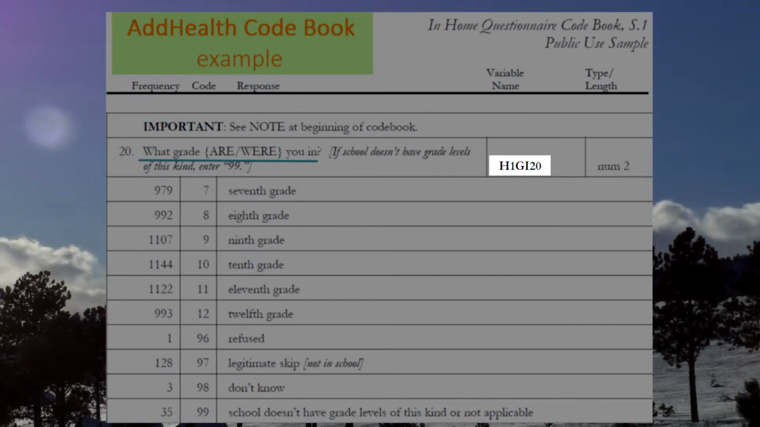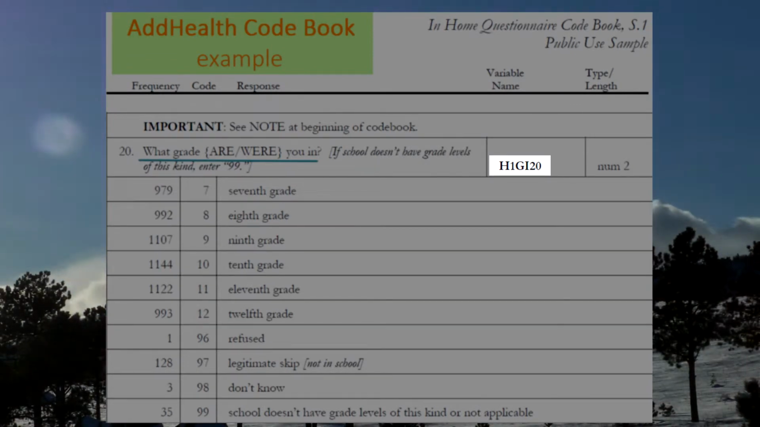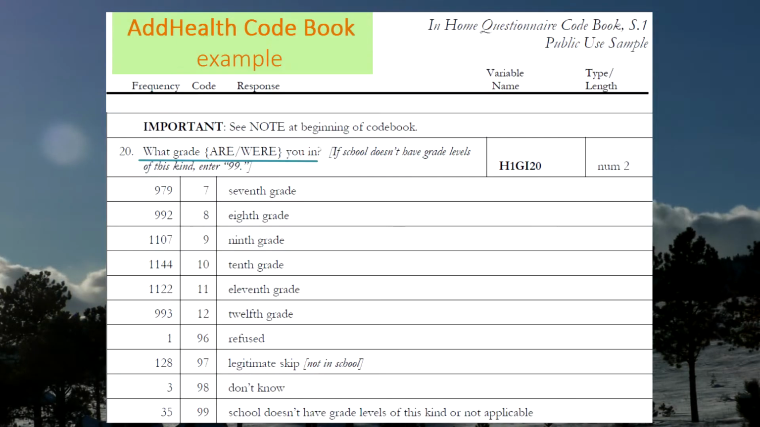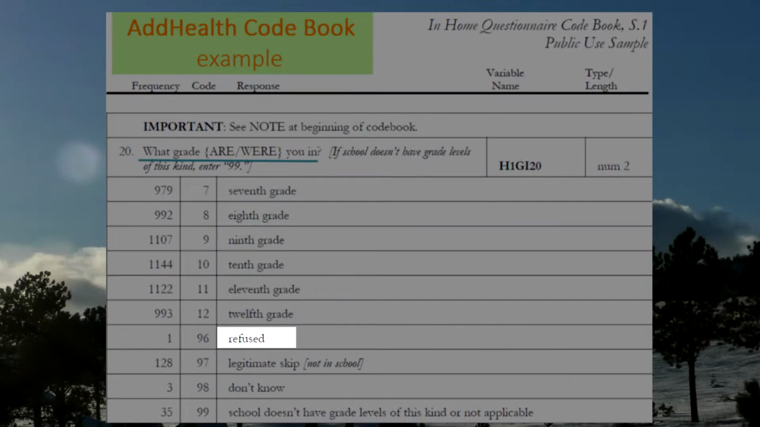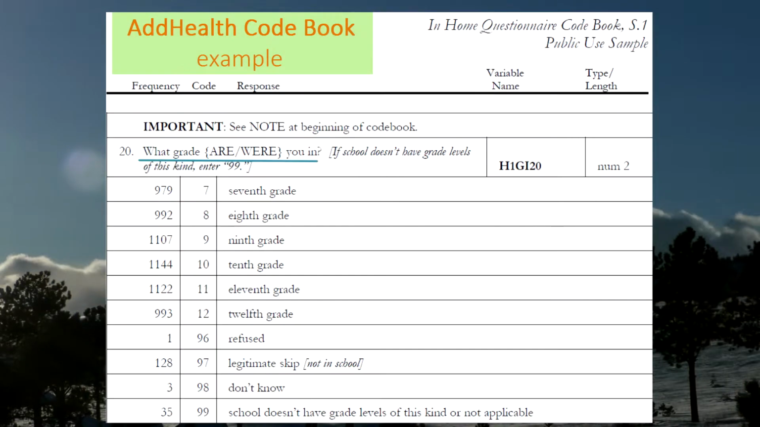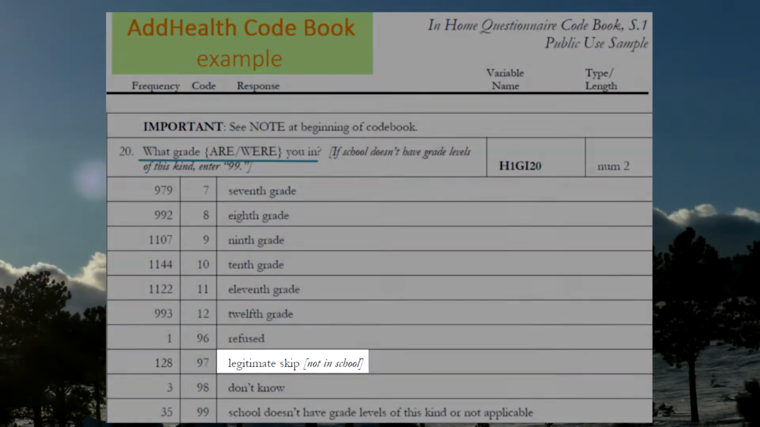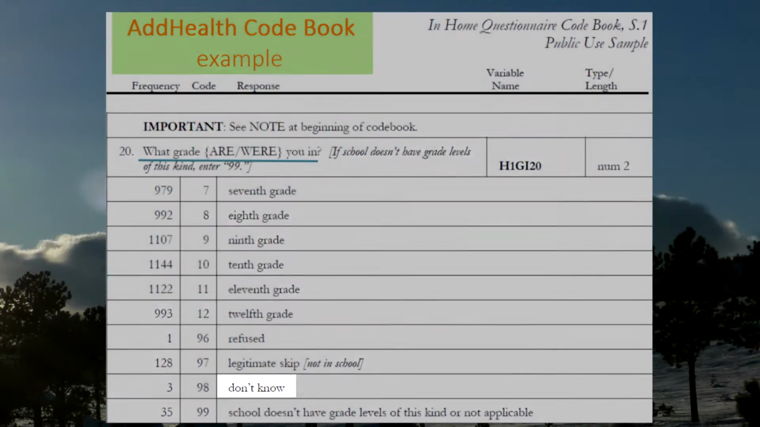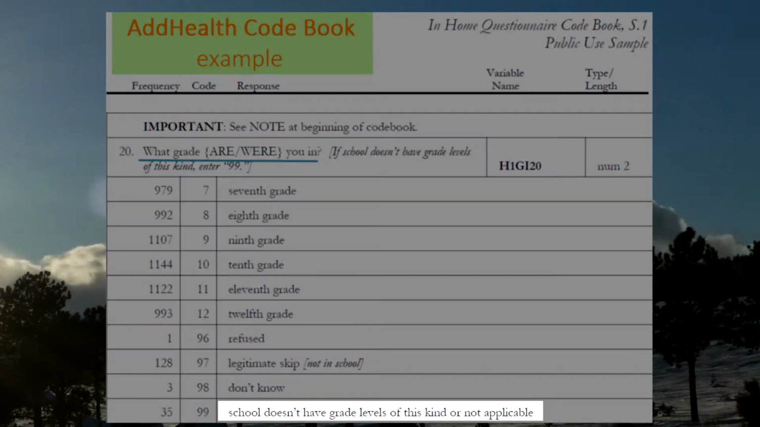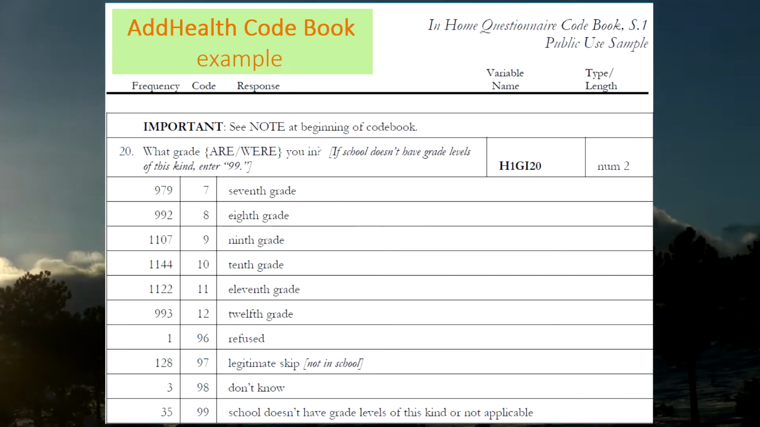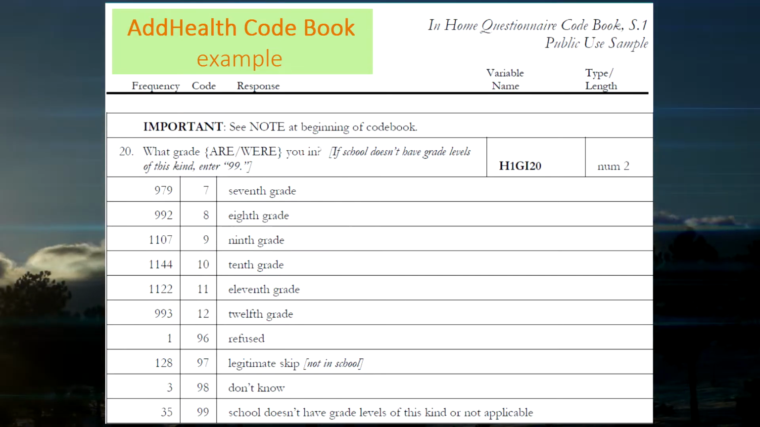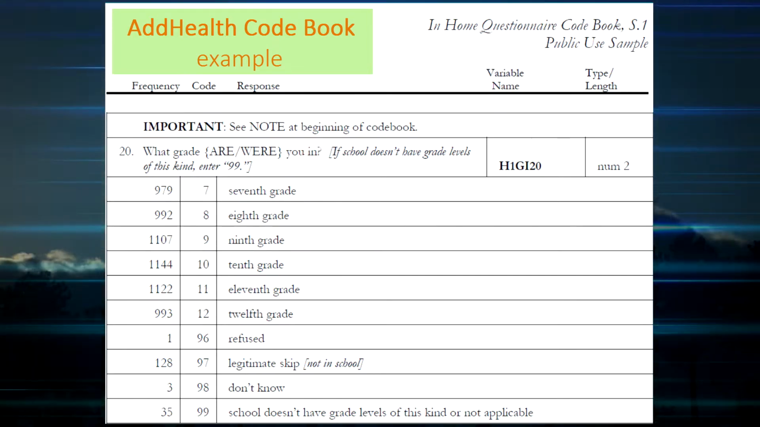A codebook will also include the various measurement or response options. For this variable, possible response options include 7th through 12th grade, refusal to answer the question, a legitimate skip for those not in school, don't know, and the school does not have the grade levels or the question is not applicable. Aside from including a listing or description of the response options for the variable, the codebook will also include corresponding values that can be found in the dataset.